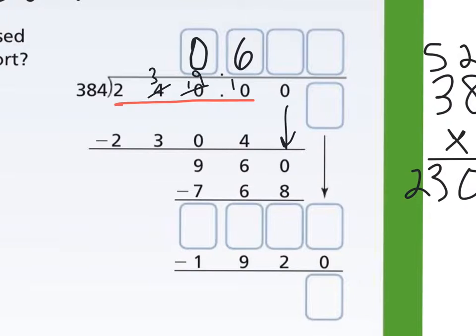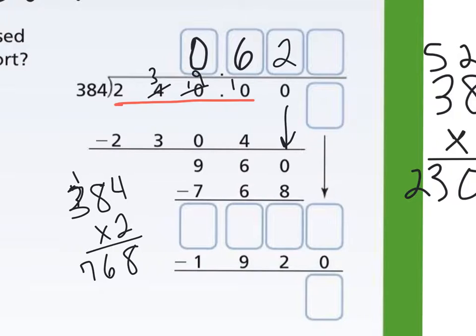Again, 384 is closer to 400. So we might think about 4 into 9 would go how many times? Twice. Okay, so let's try 2 times here maybe. Okay, 384 times 2 is 768, so that looks good.